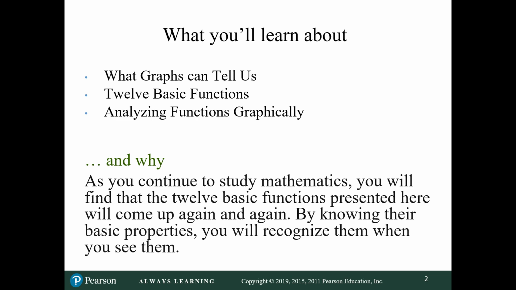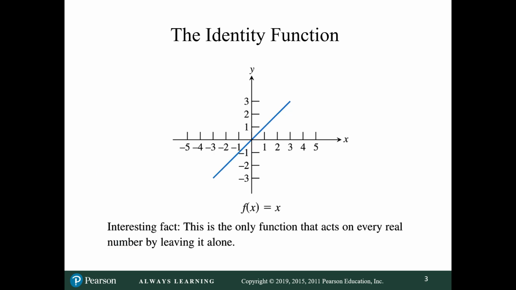So, f of x equals x. You can always replace f of x with y, so y equals x is our first function. What's the slope of y equals x? 1. What's the y-intercept? 0. So y equals x has a slope of 1 and a y-intercept of 0.